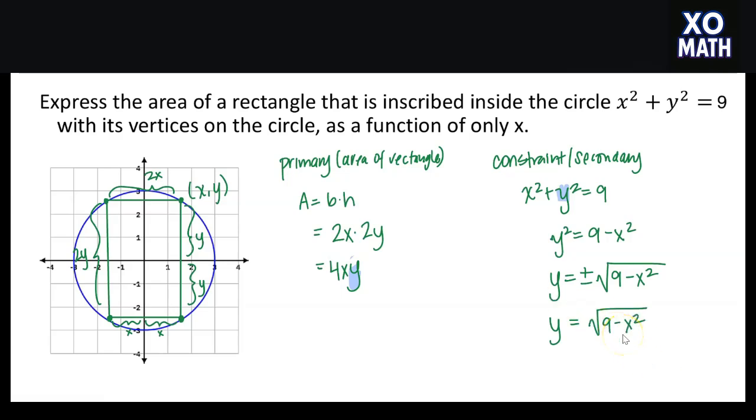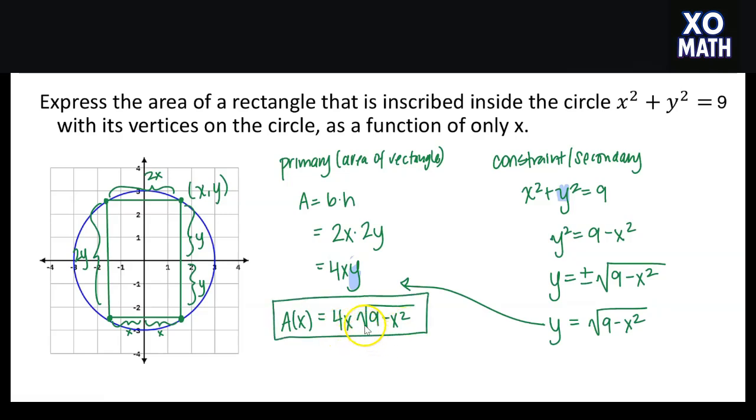Quick warning, this is not 3 minus x. I cannot take the square root of each part. So now I am simply going to take this whole quantity and substitute it into y over here. So I have 4x times the square root of 9 minus x squared. So the area of the rectangle is now a function of only the x variable. And we cannot multiply the 4x times 9 or times x squared, so we're simply going to leave our answer like this.